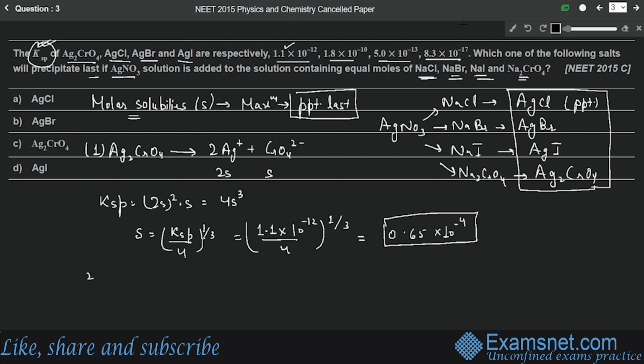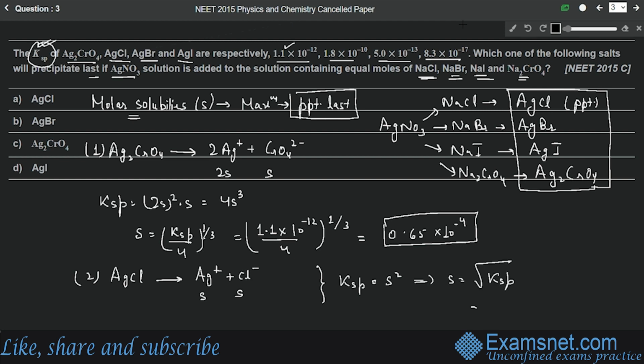Now we'll check the second one, silver chloride, AgCl. It will dissociate into silver ion and chloride ion, Ag plus and Cl minus. This is S, this is S. So its Ksp value will be equal to S square simply. So S will be equal to the square root of Ksp. This is simple. We just have to find the square root of Ksp. What is the Ksp of silver chloride?